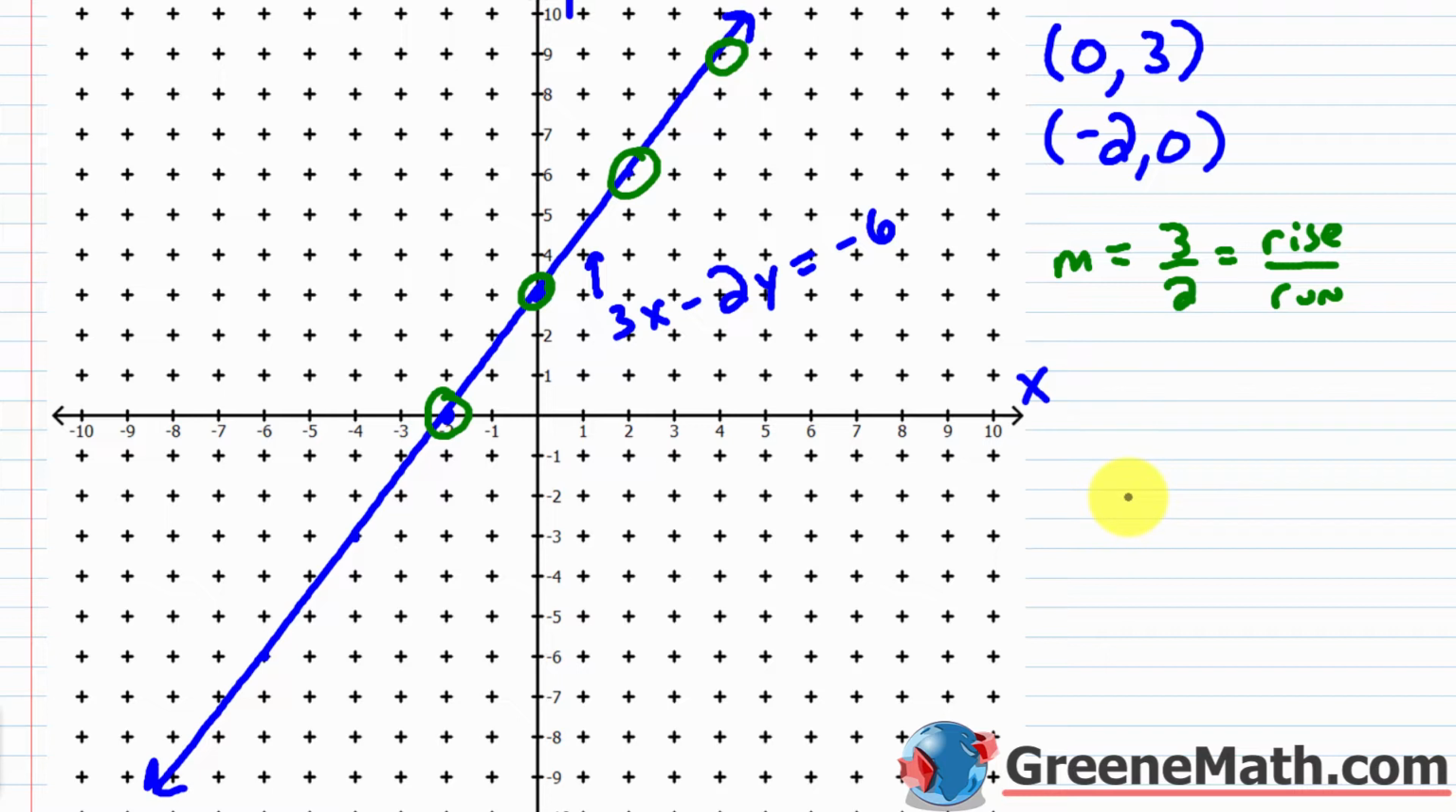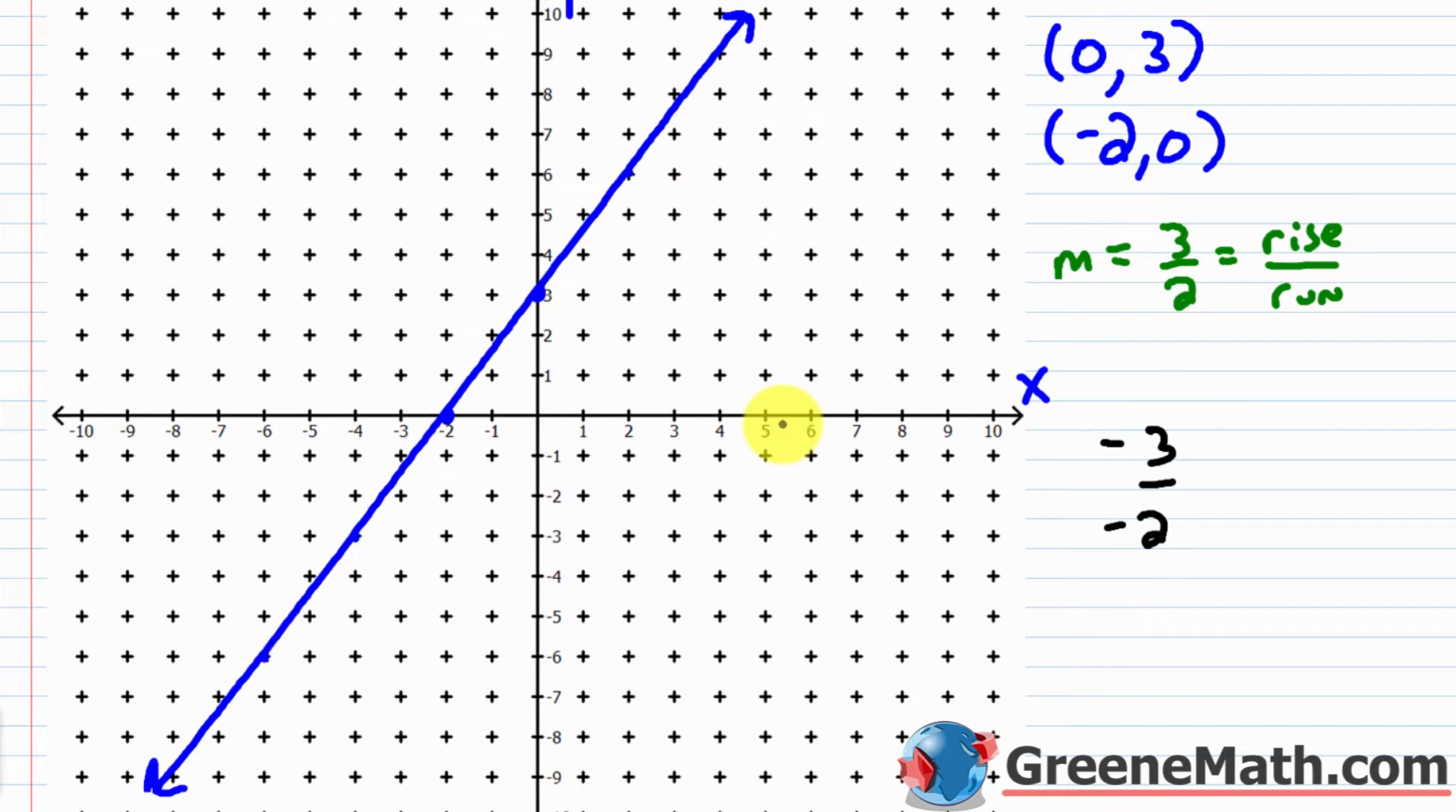It also works a different way. If I think about 3 halves as negative 3 over negative 2, negative over negative is positive, so it's the same thing. Really, I start at a point and I go down 3, so 1, 2, 3, that's my rise, and I run negative 2, so I go to the left 2, 1, 2, back to the line. Fall 3, go to the left 2, right here. That's what slope is telling us. For every 3 units I rise, I run 2.